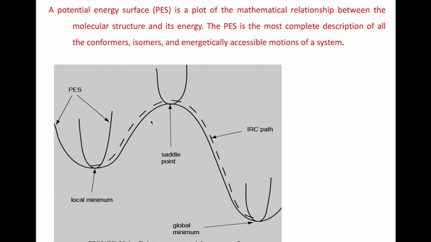This is a reaction pathway on a potential energy surface. Here there are some minimum energy points, and those are called local minima. The lowest energy point is called the global minimum. Various types of local minima are obtained in a reaction pathway. The highest energy point is known as the saddle point, and this pathway is known as the reaction pathway.